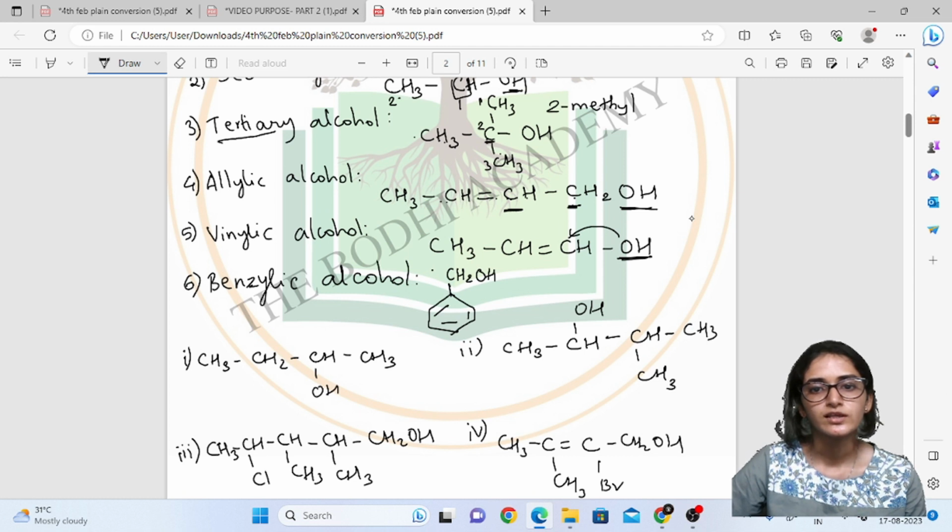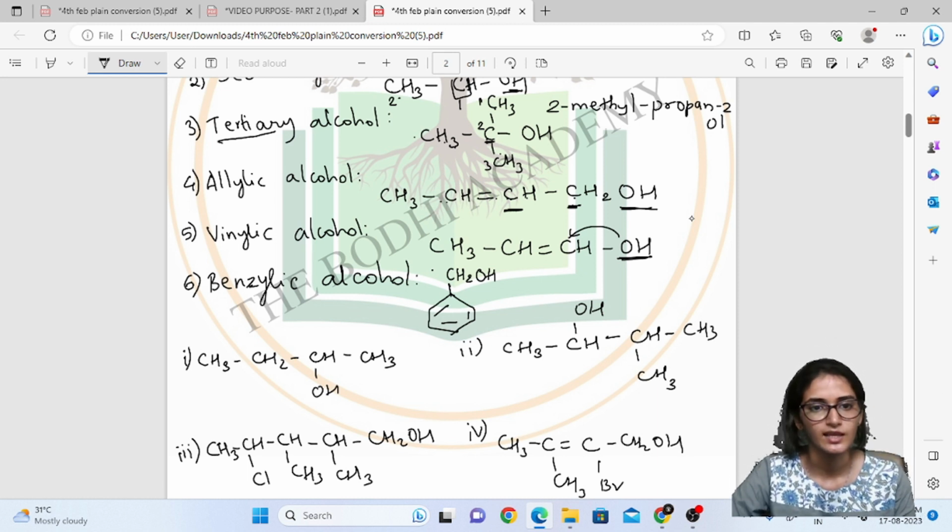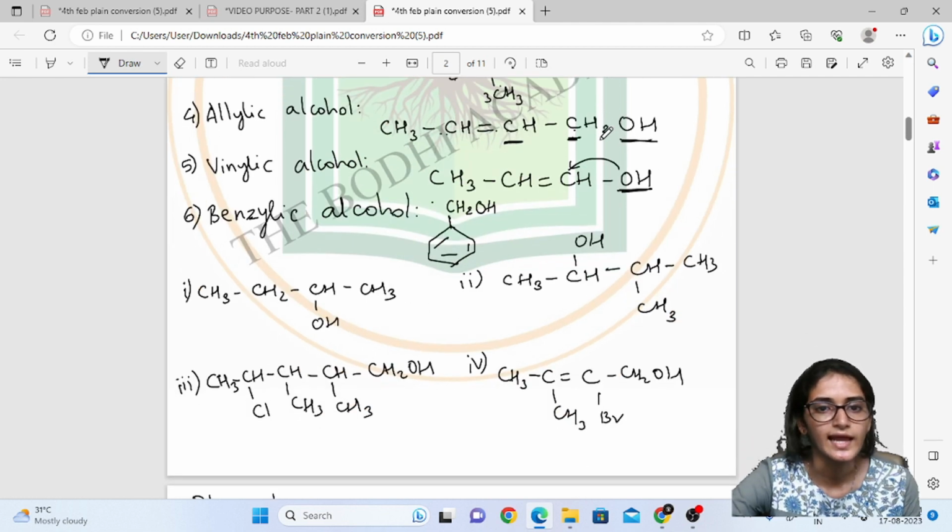Now the longest chain is propane, so 2-methyl propane. Now the alcohol is also on the second carbon, so propan-2-ol. So 2-methyl propan-2-ol is the name of this alcohol. Okay, now next is allylic alcohol.